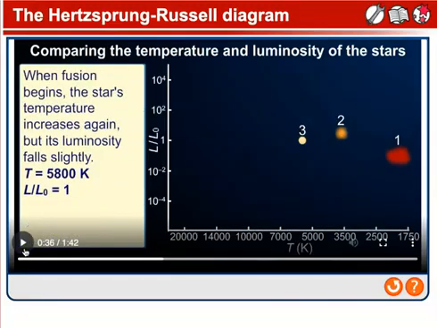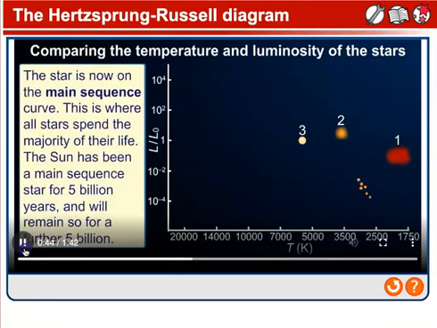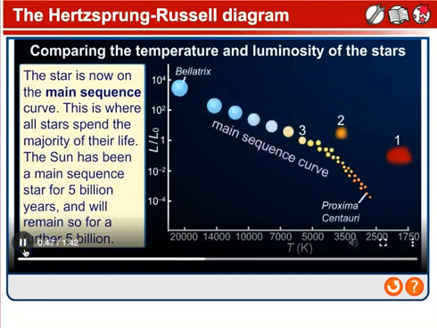When fusion begins, the star's temperature increases again, but its luminosity falls slightly. Our temperature is now 5,800 degrees Kelvin. Our luminosity is back equal to 1. The star is now on the main sequence curve. This is where all stars spend the majority of their life. The sun has been a main sequence star for 5 billion years and will remain that way for approximately another 5 billion years.